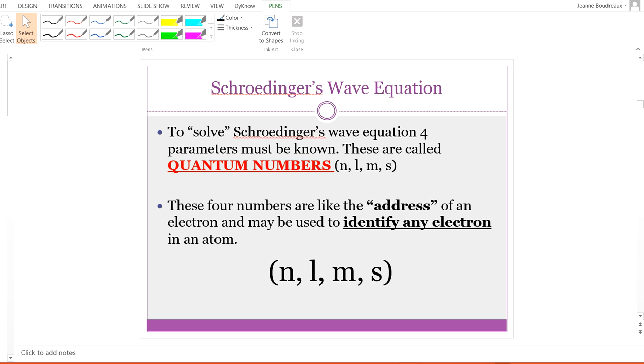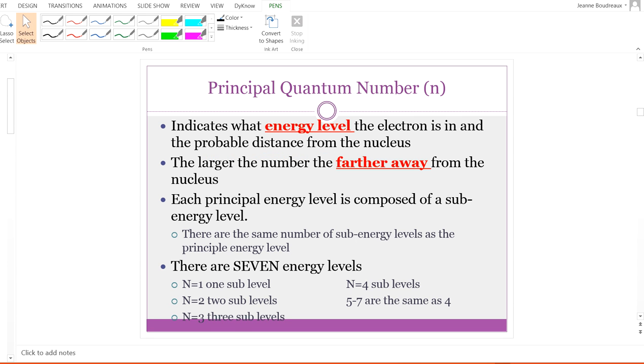We know that there's a probable location that you might be in your room or you might be in the kitchen. Same with an electron. We can pinpoint the energy level, we can pinpoint the orbital, we can even pinpoint something called sublevels, but we're not exactly sure where they're going to be. So the 4 quantum numbers that we're going to be looking at are N, L, M, and S.